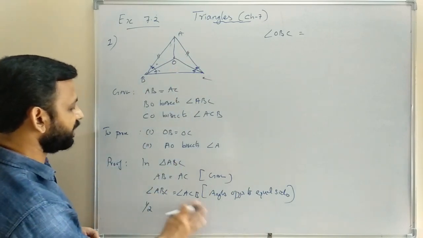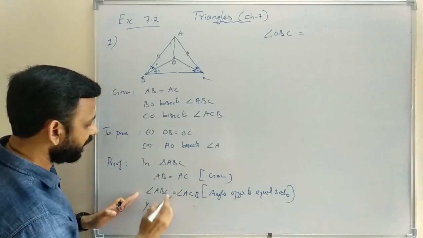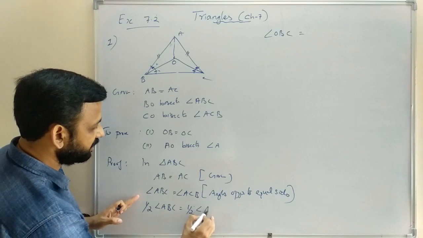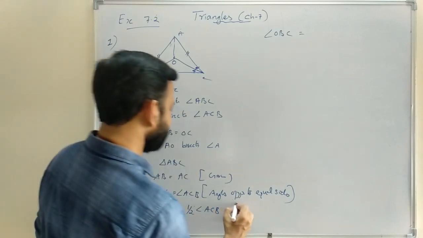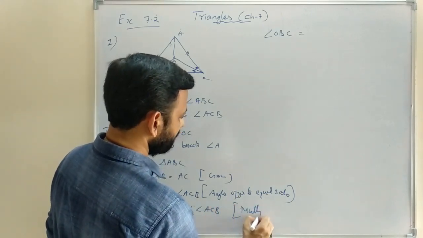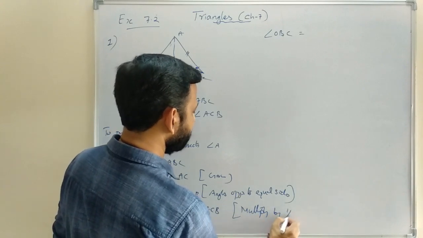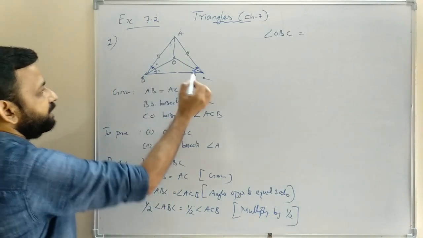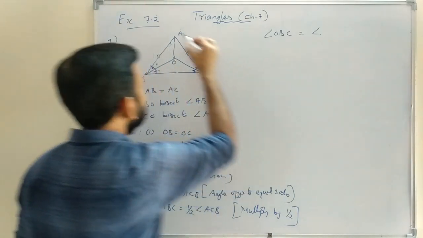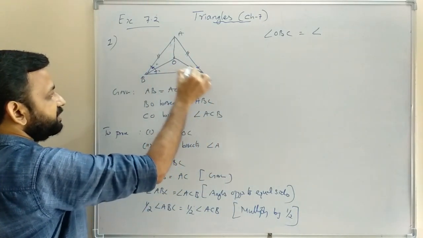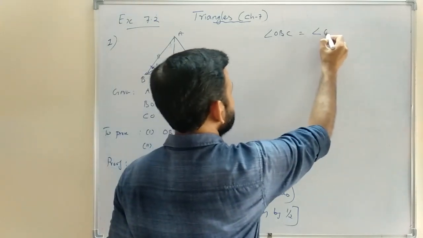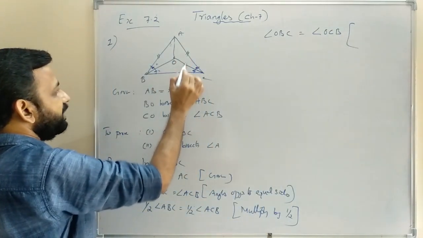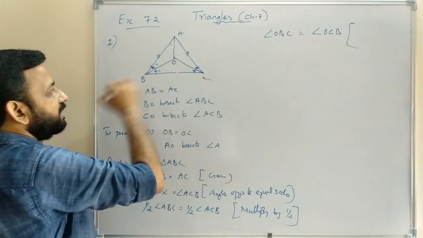Now we will multiply both sides by 1/2. Half of angle ABC equals half of angle ACB. Then half of angle ABC is angle OBC, equal to half of angle ACB, that is angle OCB. Reason: BO bisects angle ABC and CO bisects angle ACB.